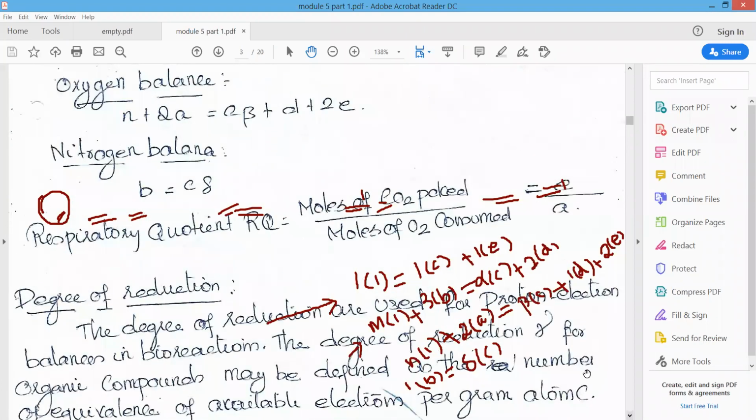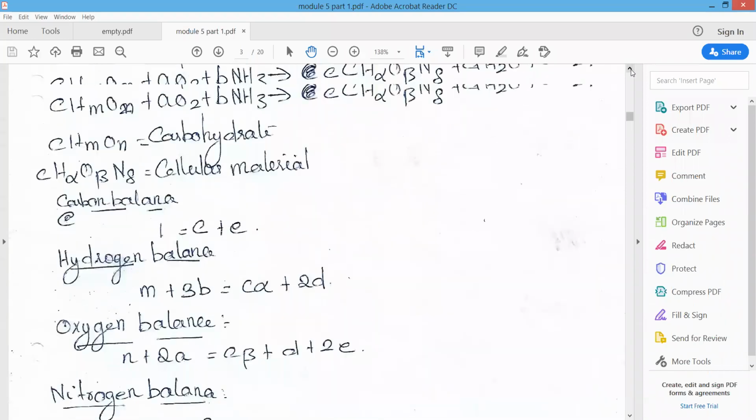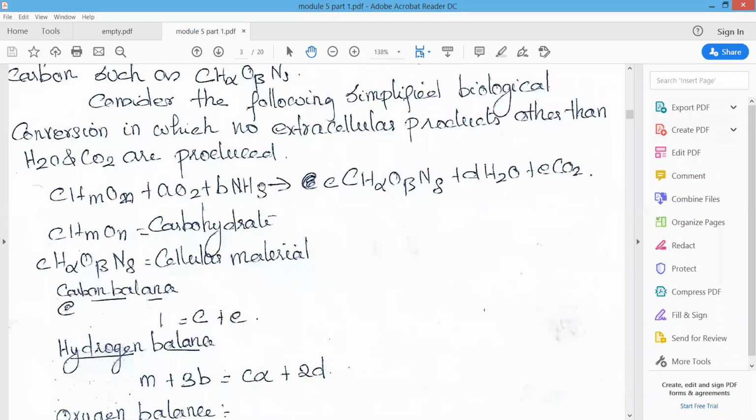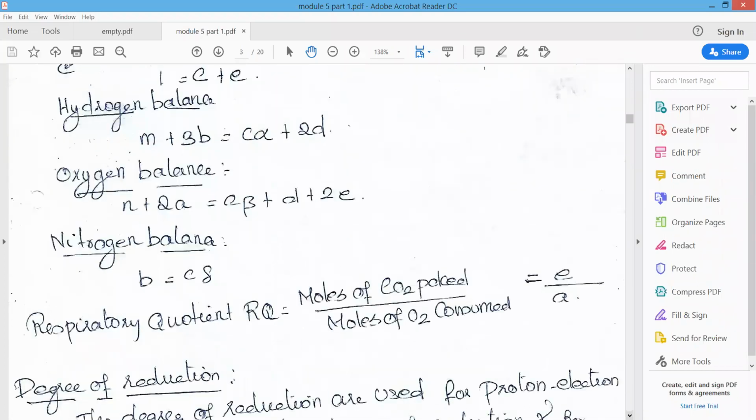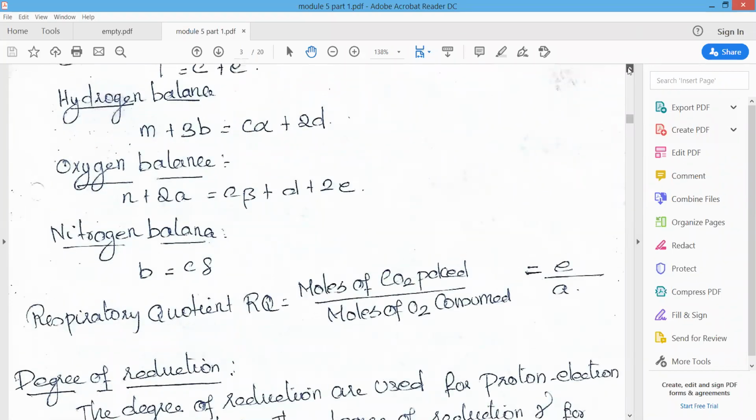I have also told you the formula of the respiratory quotient, that is moles of CO2 produced by moles of oxygen consumed. If you check in this equation, moles of CO2 produced is e, and the moles of oxygen consumed is a. So the respiratory quotient for this equation will be e by a.